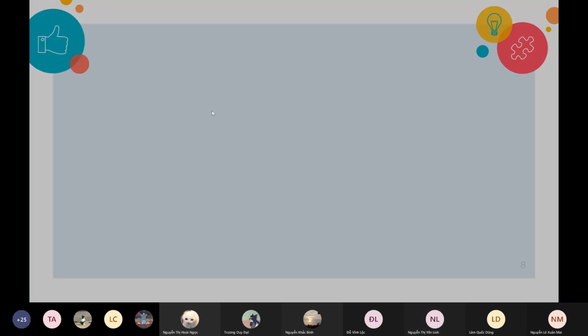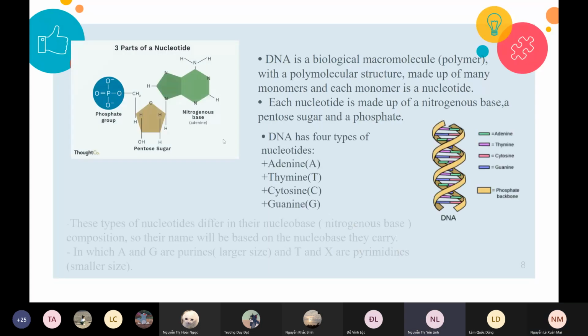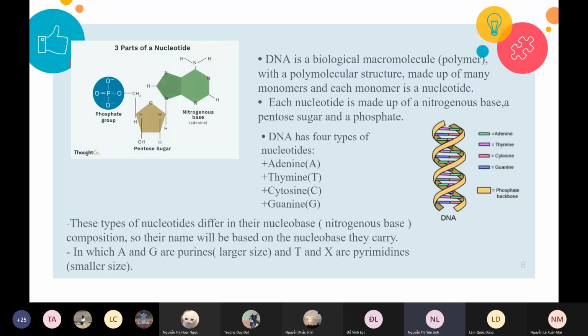Thank you, Mai. DNA is a biological macromolecule polymer with a polymolecular structure made up of many monomers. Each monomer is a nucleotide. Each nucleotide is made up of a nitrogenous base, a pentose sugar, and a phosphate. DNA has 4 types of nucleotide: adenine, thymine, cytosine, and guanine. These types of nucleotide differ in their nitrogenous base composition. So their names are based on the nitrogenous base they carry, in which A and G are purines, the larger type, and C and T are pyrimidines, the smaller type.